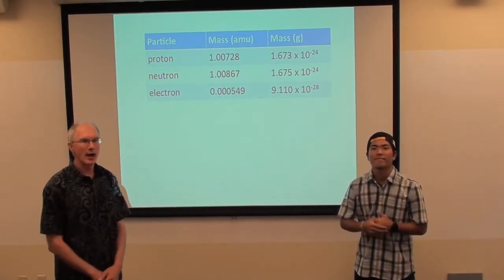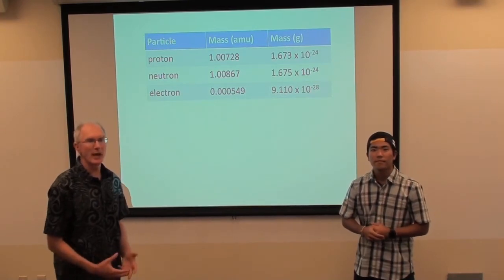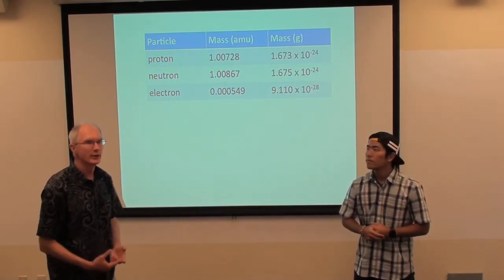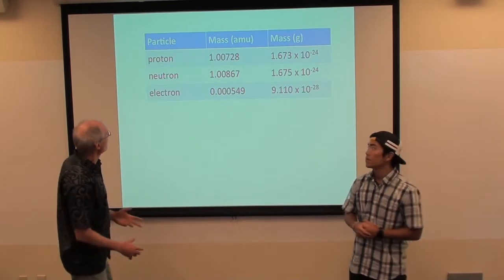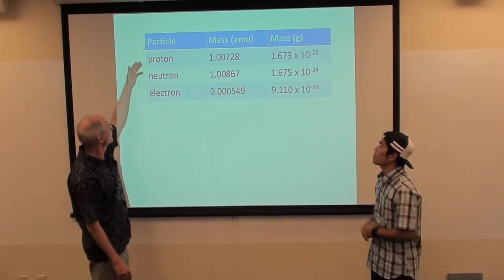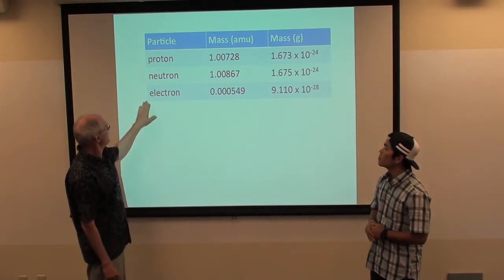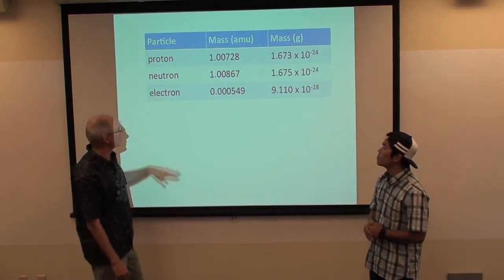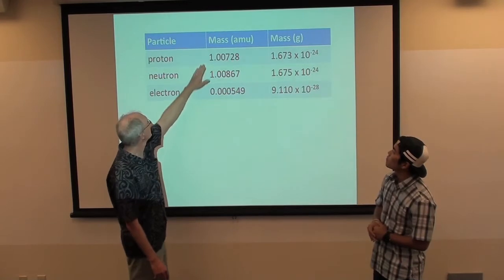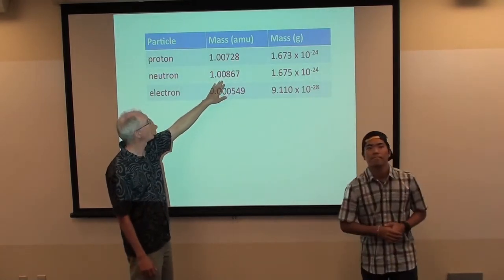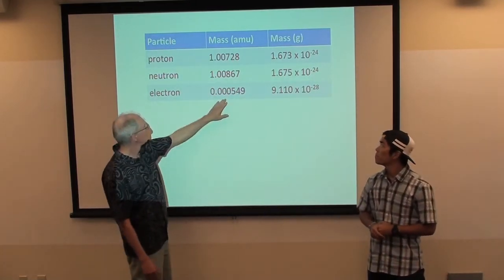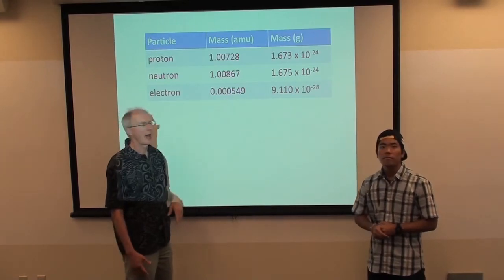As we learned in class, atoms are made up of smaller particles, and the three main ones that we're concerned about in chemistry are the proton, the neutron, and the electron. The electron is the smallest one. It's very light. If you look at the masses, proton and neutron are about the same mass, about 1 AMU, but the electron has a much smaller mass.